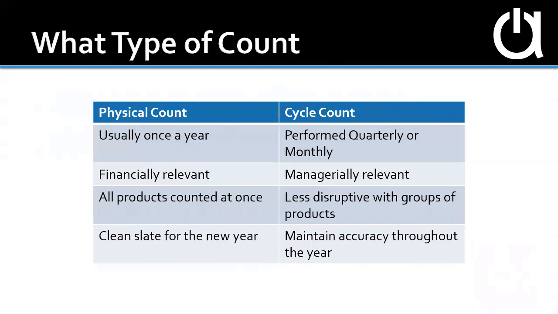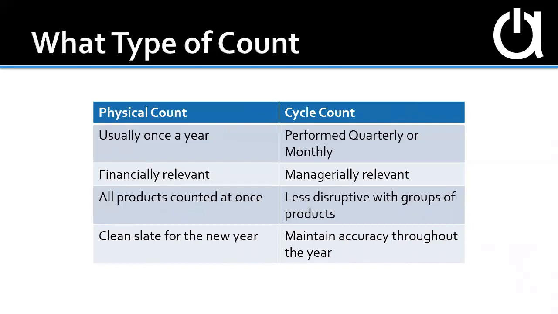A physical count also means that all products are counted at once and all transactions related to your inventory must be halted. Cycle counts are much less disruptive because only a group of inventory is counted at a time rather than all inventory. You still need to halt transactions on that group of products, but we'll discuss what we actually mean by that later.